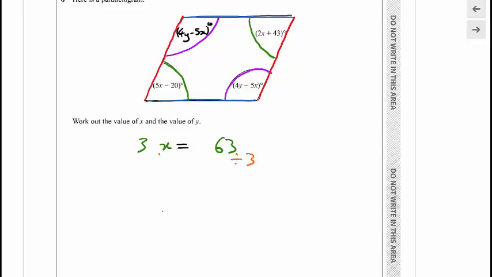Okay, but it's the same thing, so it just depends which way you want to think of it. So I've got 63 divided by 3. What's 63 divided by 3? I haven't got a calculator, remember, this is a non-calculator exam, so how am I going to work this out? So 63 divided by 3. Well, what's the biggest number that I know that 3 goes into?